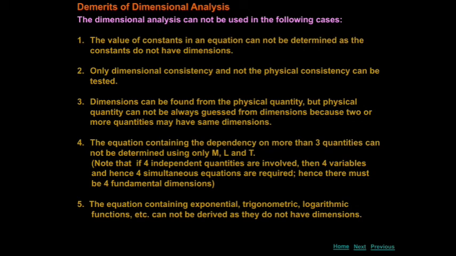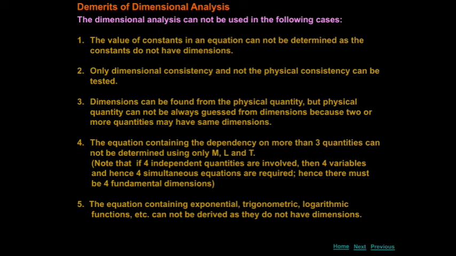The next one: only the dimensional consistency and not the physical consistency can be tested. This is the second application. The given equation is dimensionally consistent or wrong, or the correctness of the given equation. Checking the correctness of the given equation is one of the applications of dimensional analysis. So you can only measure whether it is correct or wrong dimensionally, but whether it is physically correct or wrong is not measured using dimensional analysis. Yes, this is the second one.